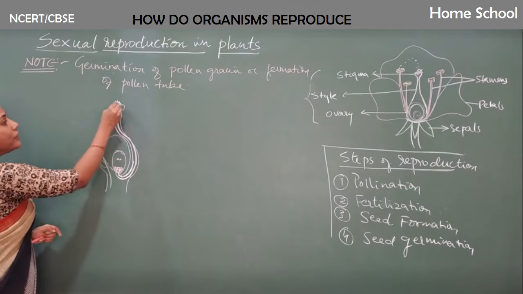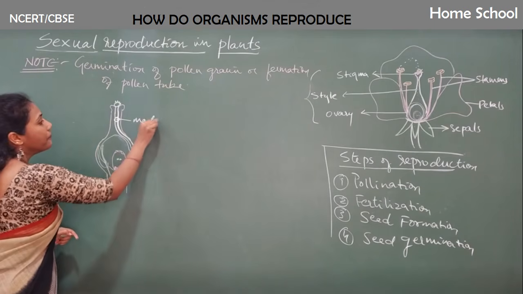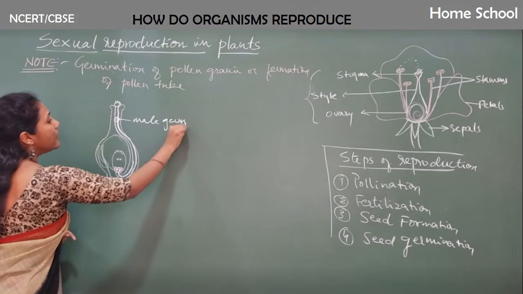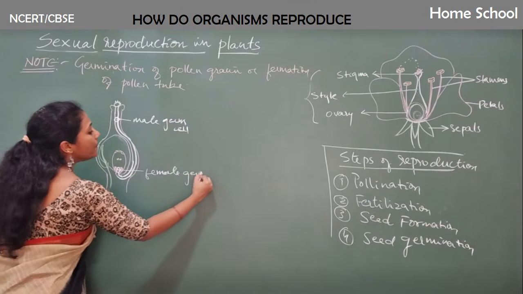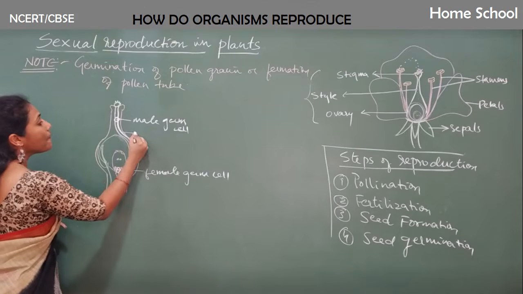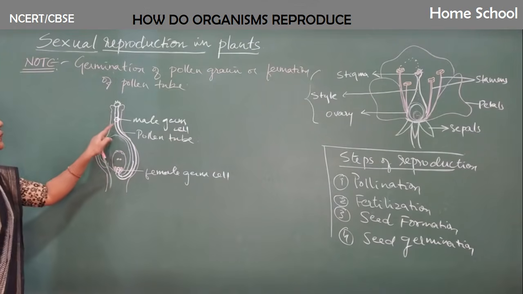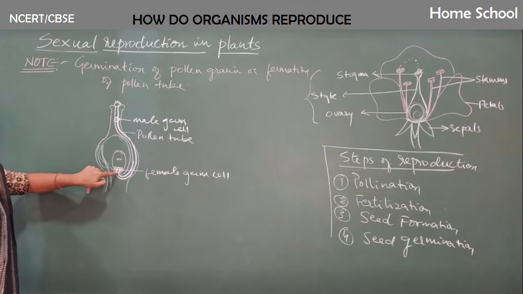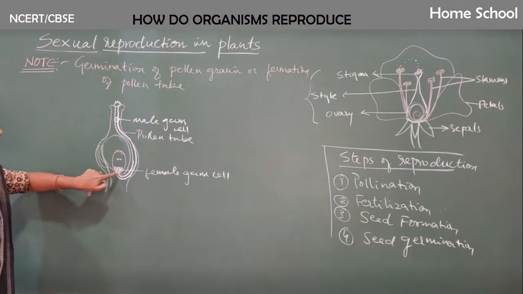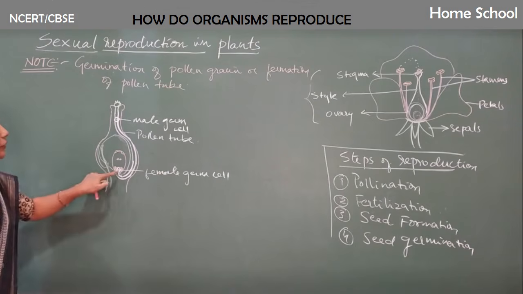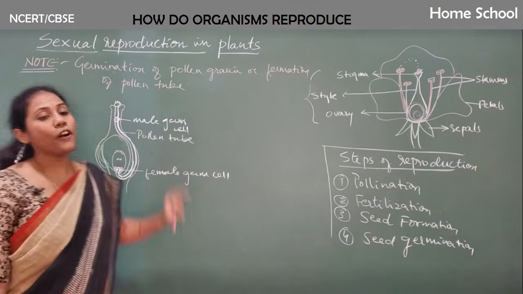So with this, this pollen grain now has a male germ cell. This is your male germ cell, okay? Male germ cell, and this is the female germ cell, and this is the pollen tube. So like this, a tube-like structure is formed and it connects to the ovule. The male germ cell travels through the tube and it meets the egg, that is, the female germ cell. So this is what we call germination of pollen grain.